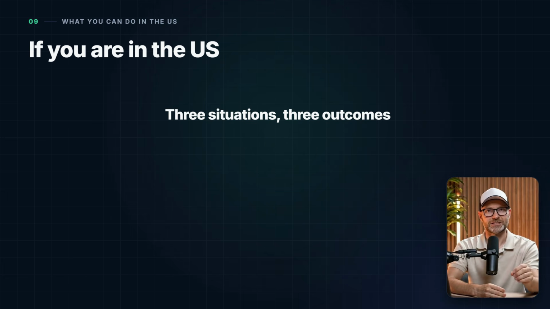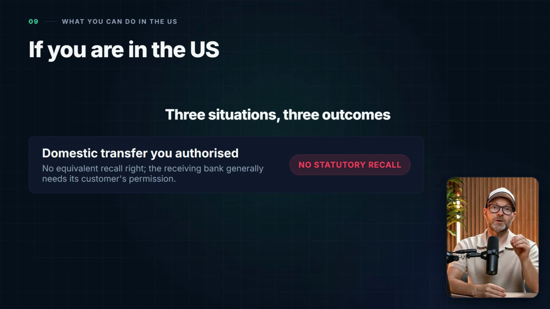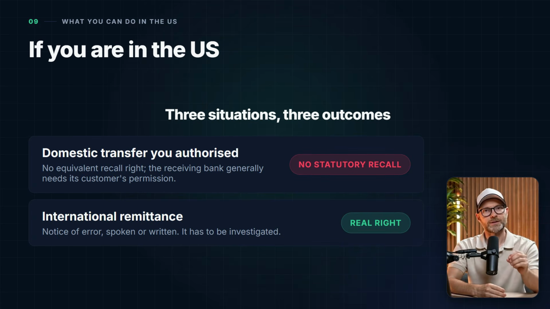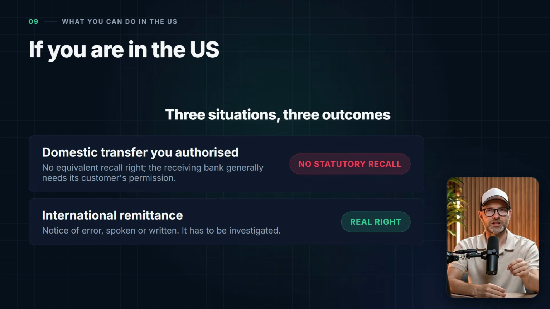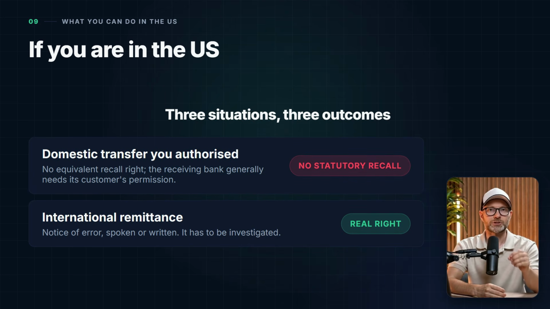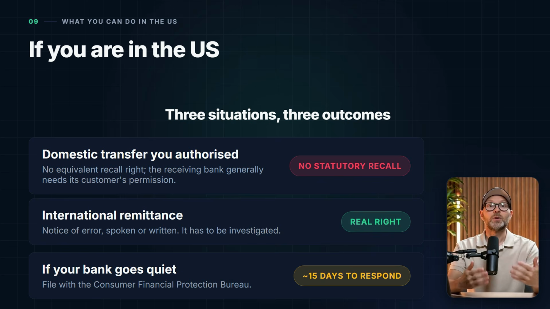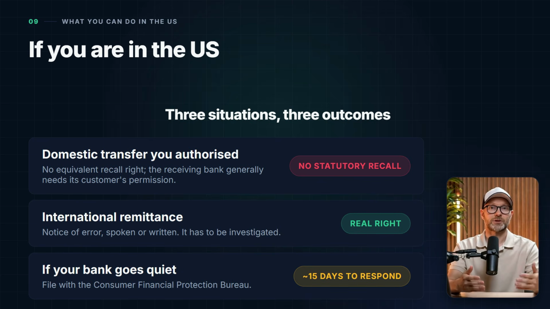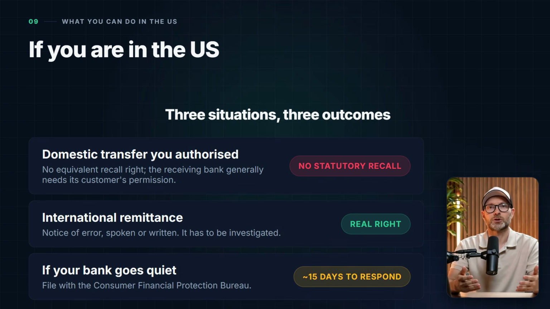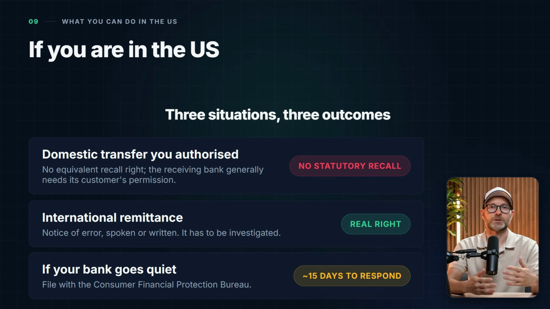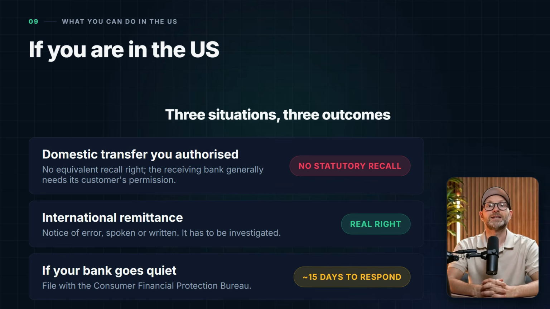In the United States, there is no equivalent recall right on a domestic transfer you authorized. Your bank can send a formal recall request, and usually will, but the receiving bank generally needs its own customer's permission to hand anything back. International transfers are the exception worth knowing. Remittance transfers carry a real error resolution right. You give your provider notice of an error, spoken or written, and it has to investigate.